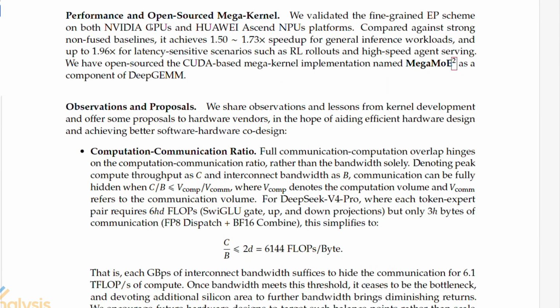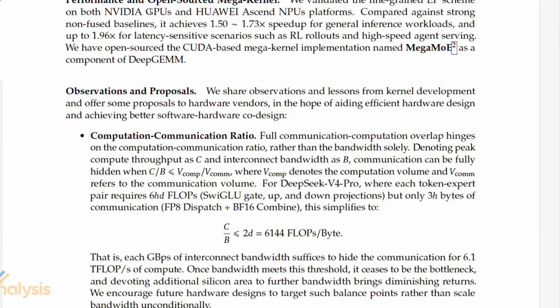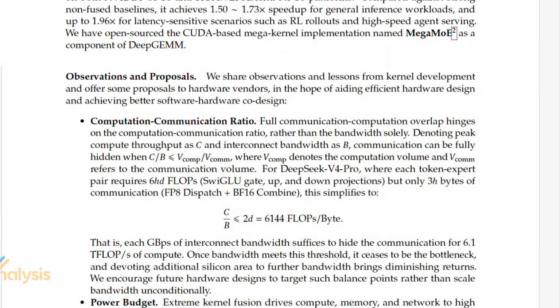One is that it's been validated on NVIDIA GPUs, nothing else, and Huawei Ascend NPUs. Obviously, we've seen the open source CUDA-based MegaKernel called Mega MoE, which these inference serving runtimes such as vLLM and SGLang and TensorRT can implement for themselves. And the performance improvement claim is somewhere between 1.5 and 1.73 times faster. So clearly they've realized the benefits of this engineering work by doing this.